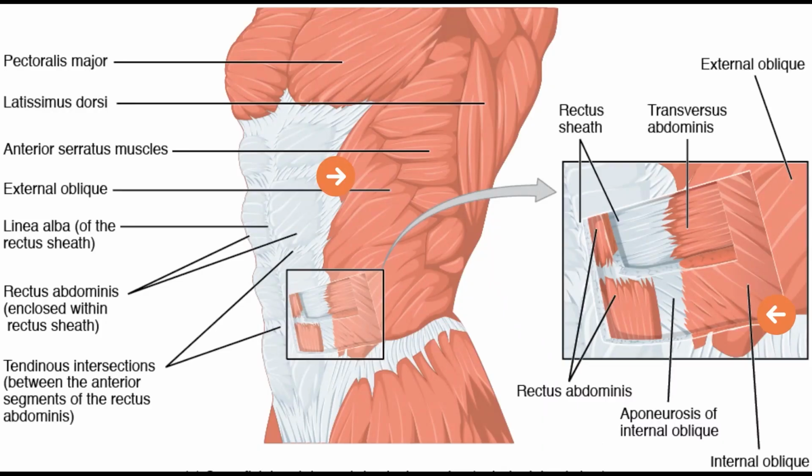The external oblique muscle: first, external tells us it's on the outside, and oblique tells us which direction the muscle fibers run, which is diagonal. Internal obliques are inside the external obliques. They also run diagonal to the torso. The transversus abdominis is located underneath the internal obliques and runs across the torso, perpendicular to the spine.